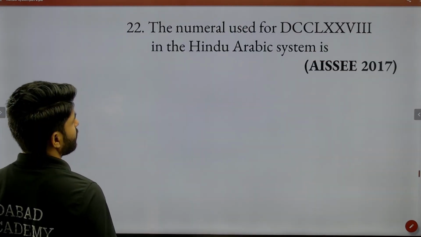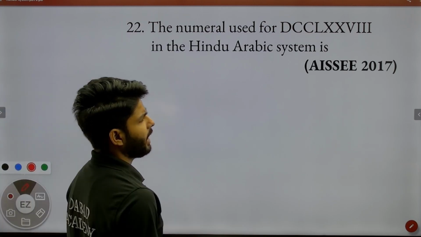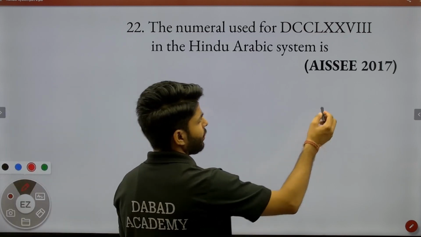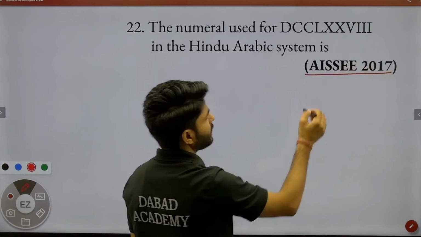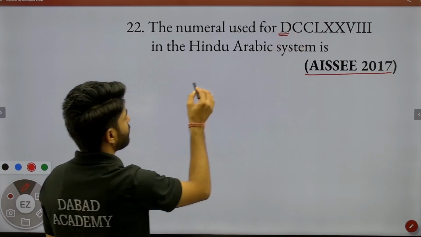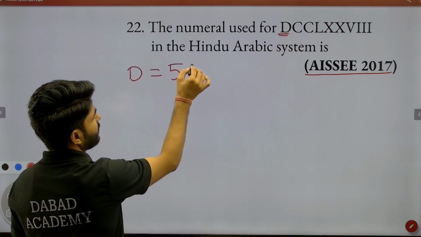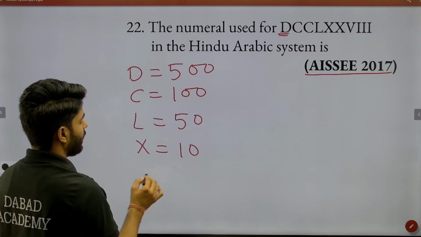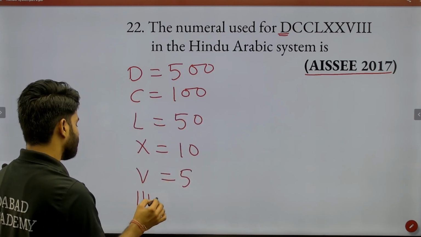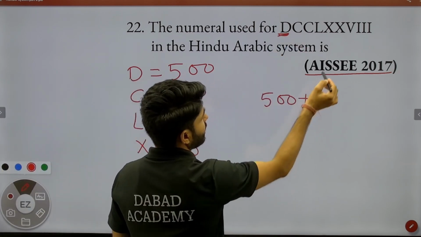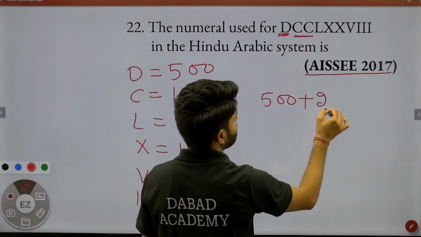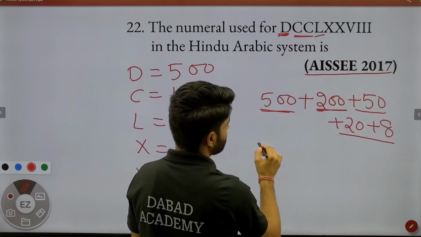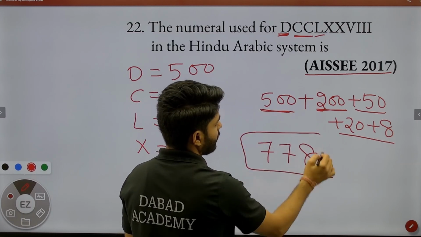The numeral form used for DCCLXXVIII in the Hindu-Arabic system is? This question is also from the All India Sainik School Entrance Exam 2017. We know D represents 500, C represents 100, L represents 50, X represents 10, V represents 5, and III represents 3. So this is 500, then on the right side there are 2 C's, it means plus 200, then plus 50, then plus 20, and plus 8. So 778 is the right answer for this question.